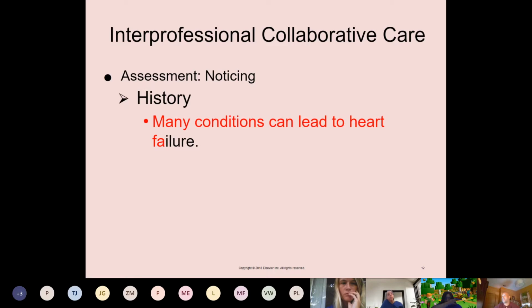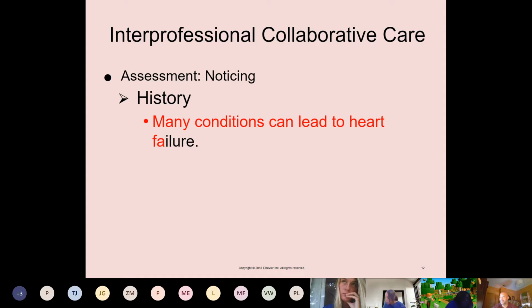Because many conditions can lead to heart failure, it is important to ask the right questions when you're talking to your patients, trying to obtain a patient history. So you want to ask about their past medical history, such as, do you have hypertension? Do you have angina or cardiac pain? Because these patients may have coronary artery disease. You're not getting blood flow past a certain point of obstruction in that coronary artery, and you have chest pain.